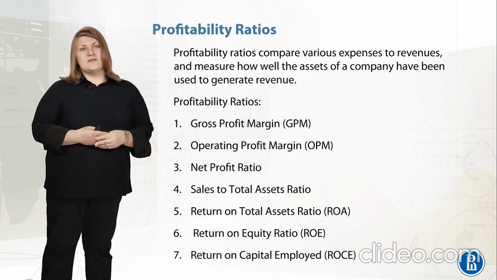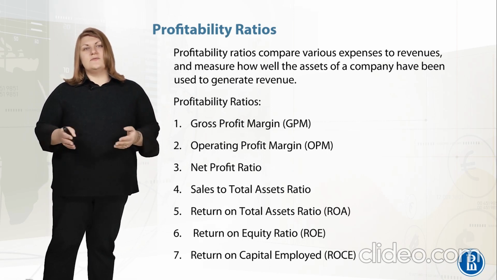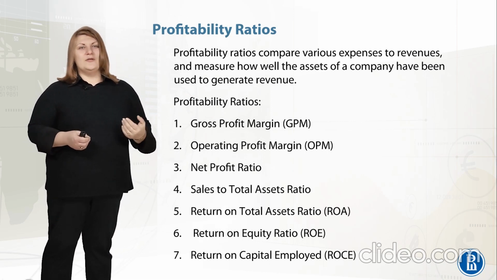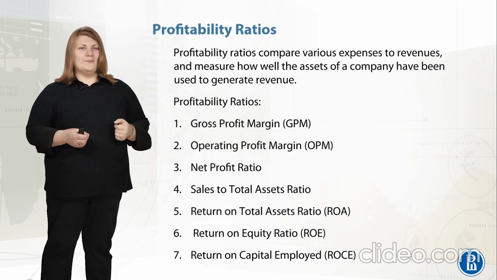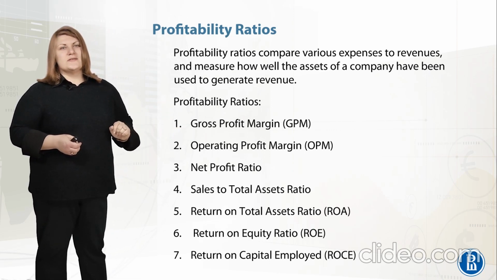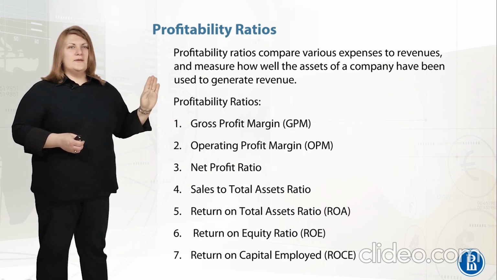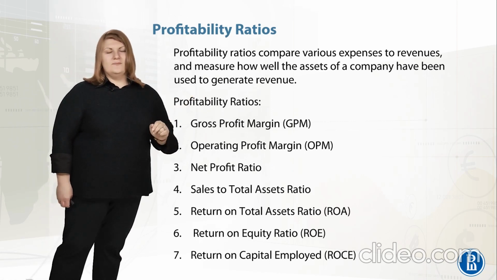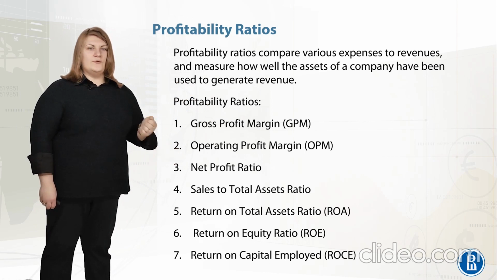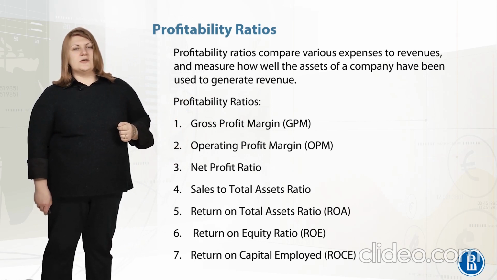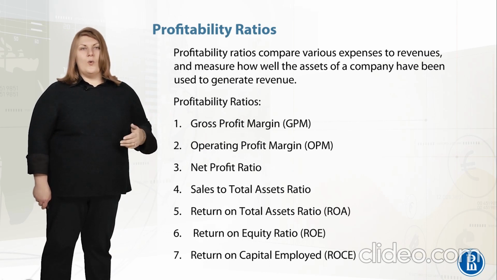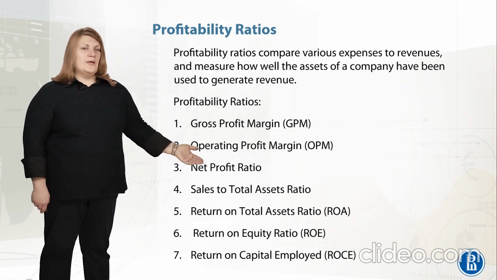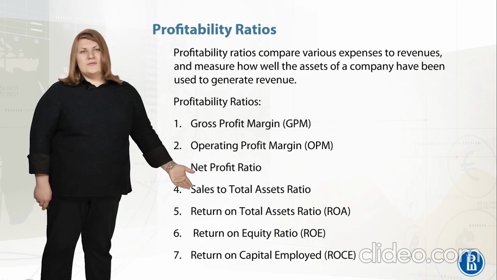Profitability ratios will compare various expenses to the revenues and will help us to measure how well the assets of a company have been used to generate revenue. Now, profitability ratios will be divided into seven main ratios. Those are gross profit margin, operating profit margin, net profit ratio, sales to total assets ratio, return on total assets ratio or ROA, return on equity ratio, ROE, and return on capital employed or ROCE.